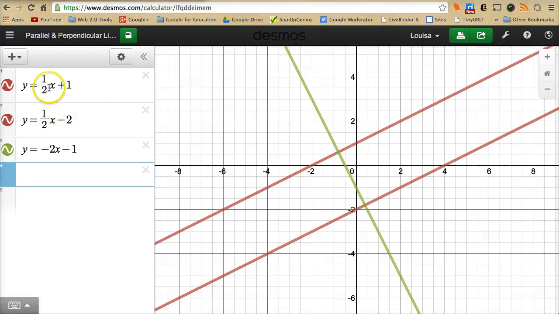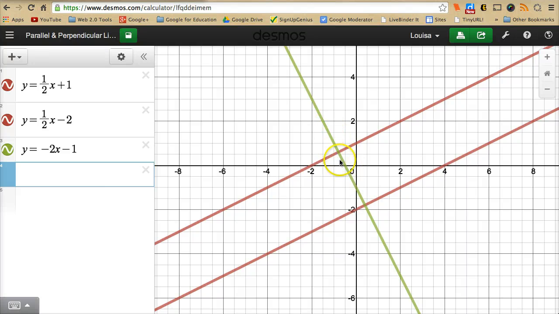But if we look at the equations for these 2 lines, we notice that they have the same slope, or the same rate of change, 1/2. Parallel lines have the same slope, or the same rate of change. But looking at these 2 lines, you should notice they have different intercepts. So their y-intercepts, the places where they cross the y-axis, have to be different. But their slopes are exactly the same. That's the definition of parallel lines.